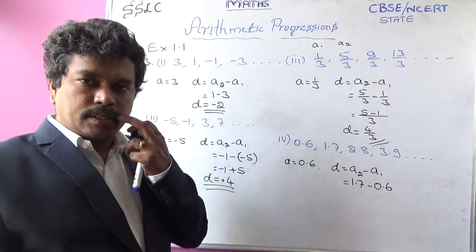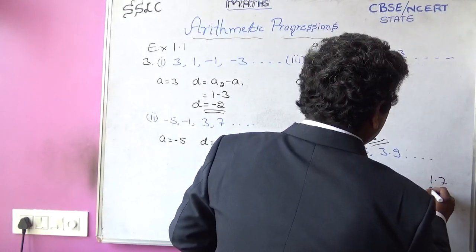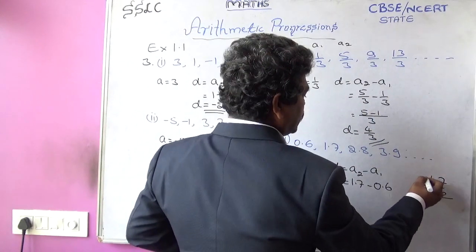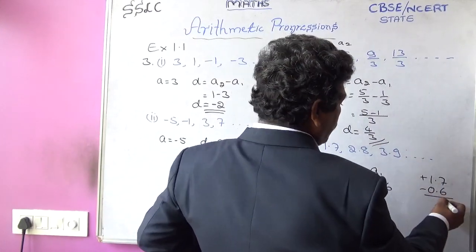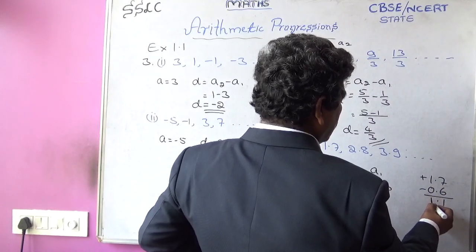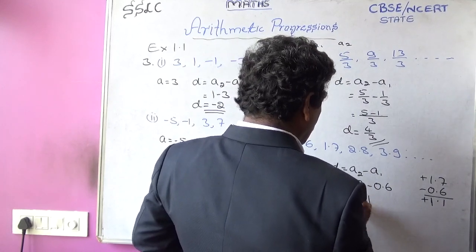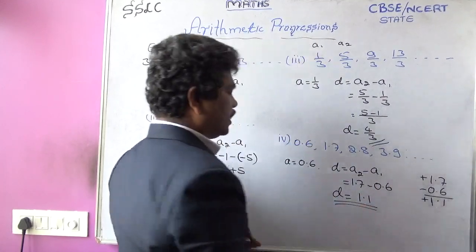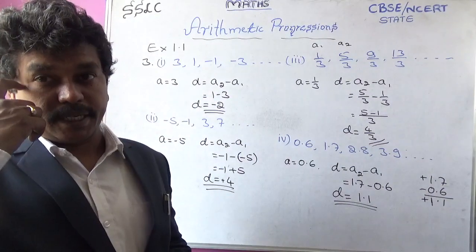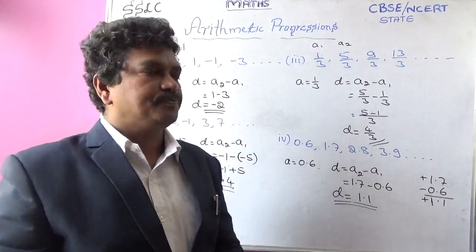How can you subtract? I will show you in this one. That is 1.7, 0.6. We have to subtract this one, because here it is minus, here it is plus. So 7 minus 6, that gives you 1, and 1 minus 0, that gives you 1. The greater number symbol is plus. So that is equal to 1.1. Here D is equal to 1.1. That is plus 1.1. If you don't write any symbol, that indicates plus.